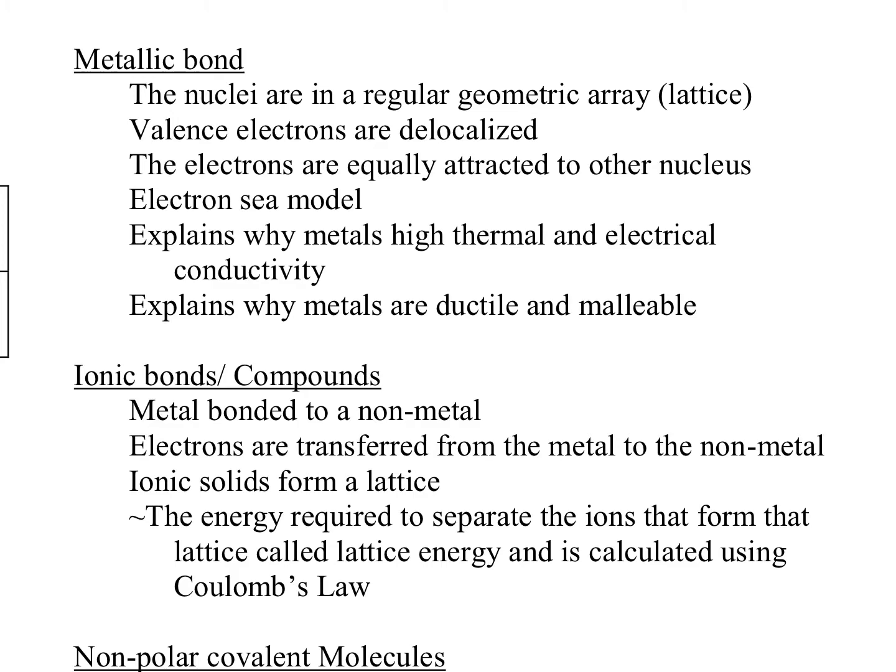A metallic bond. The nuclei are in regular geometric arrays, so they're still in a lattice structure. The valence electrons are delocalized. The electrons are equally attracted to the other nuclei. So our electron sea model is trying to accommodate for the fact that these electrons are equally attracted to each of these nuclei. And so as long as we create a uniform circuit, this is why physics and chemistry are so strongly related.